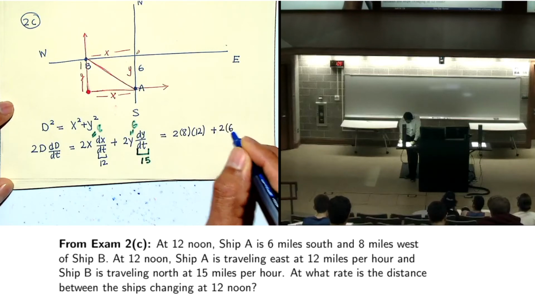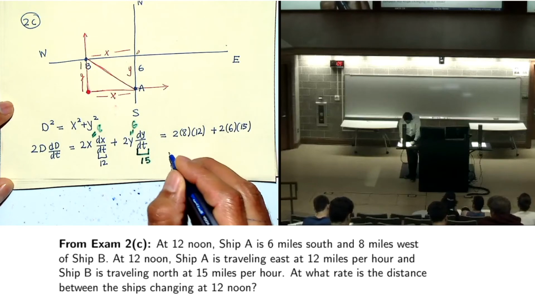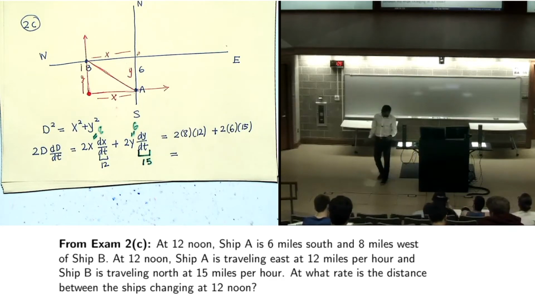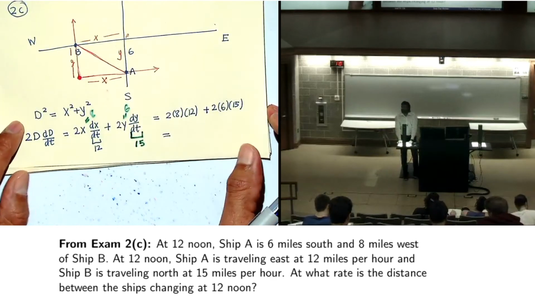2 times 6 times 15. Is there anyone who has a calculator who can add these numbers? So 2 times 8 times 12, 2 times 8 is 16, 16 times 12, I don't know. 2 times 6 is 12, 12 times 15, still I don't know. Anyone, calculator?